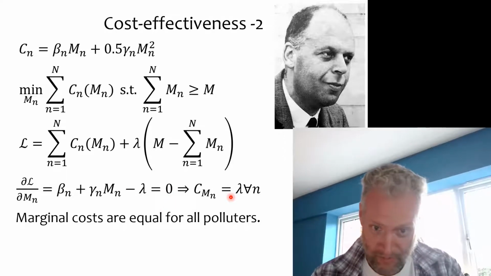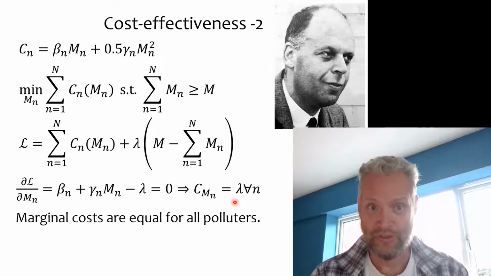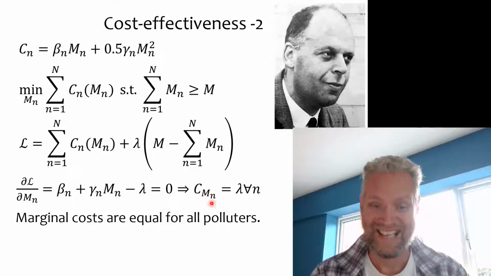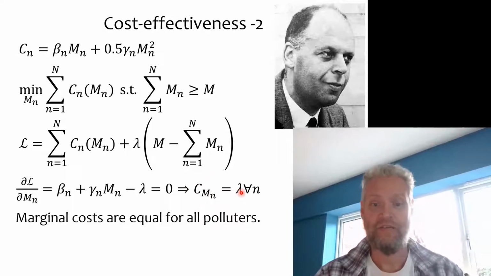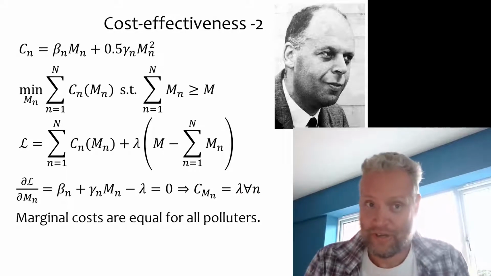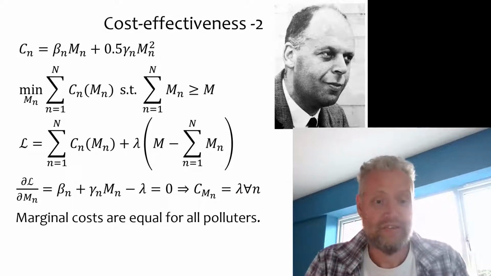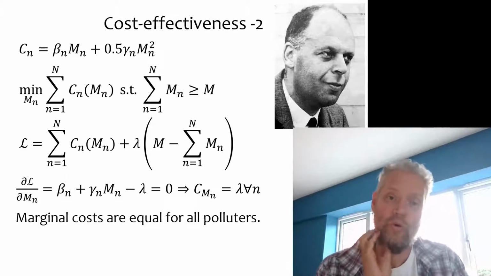And if you then work through that, what you find is that the first order condition for cost effectiveness is that the costs of emission reduction at the margin for all polluters N should be equal to the shadow price of the constraint, and that shadow price is the same for everybody. So the condition here is that the marginal costs for emission reduction are equal for all polluters.